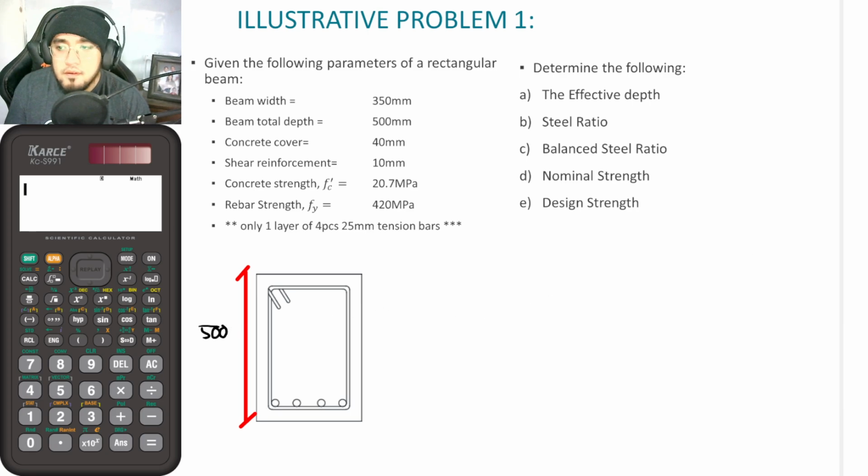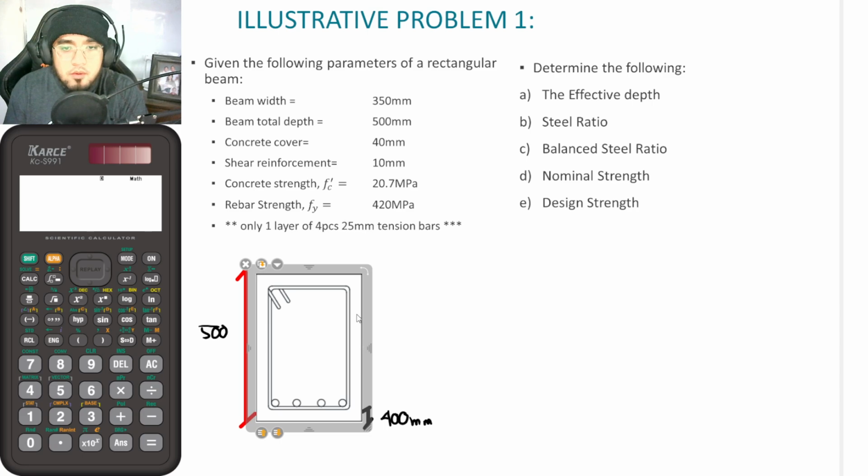But we have a concrete cover. For our concrete cover, it is 40 mm. And the shear reinforcement here is 10 mm, so this is now our shear reinforcement. And from the shear reinforcement up until the centroid of the rebars is half of the 25 mm diameter bar.